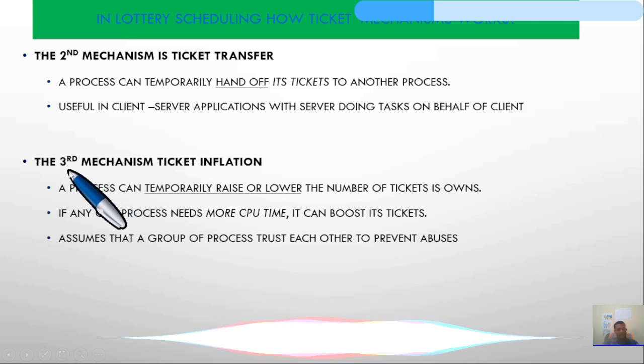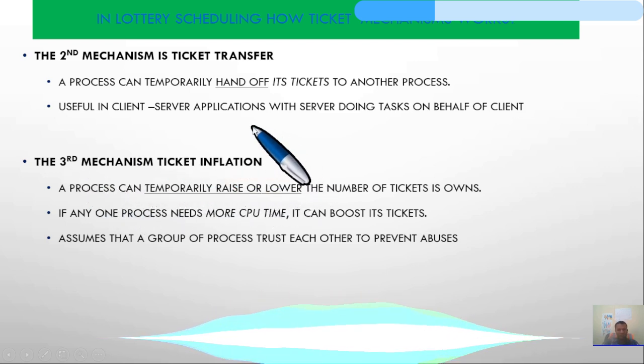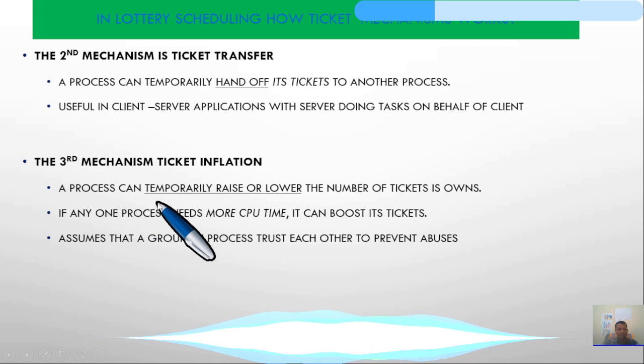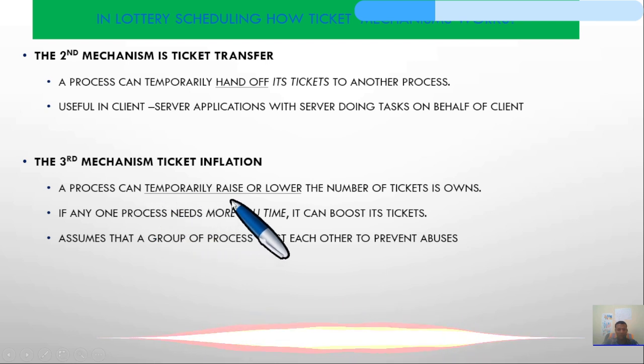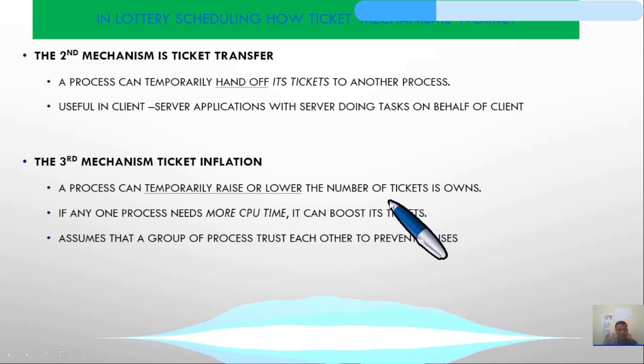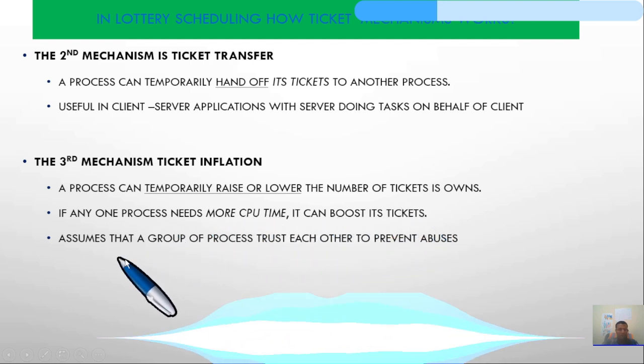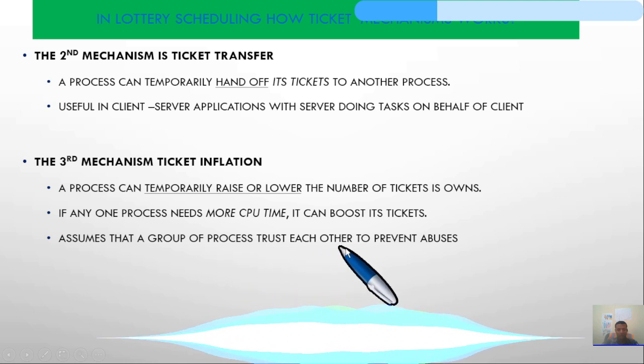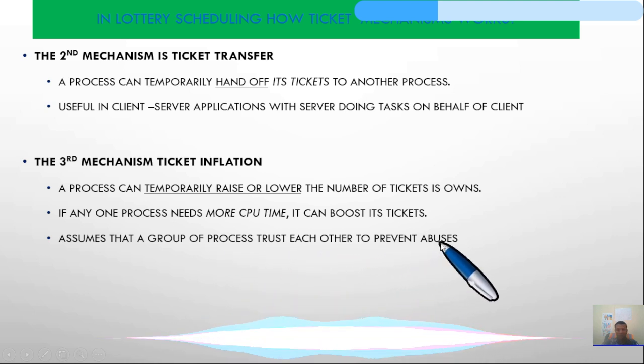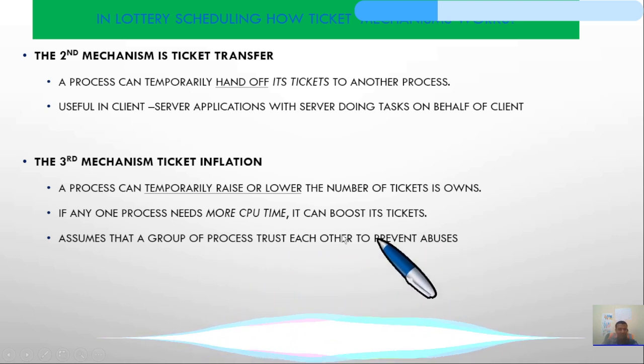The third mechanism, ticket inflation. A process can temporarily raise or lower the number of its own tickets as per its needs. If any one process needs more CPU time, it can boost its tickets. Assume that a group of processes trust each other to prevent abuse. This is the third mechanism.